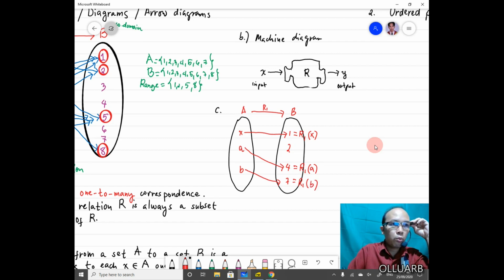So your R sub 1 here will vary if your notation here is another letter, like M or N or whatever notation. So do remember this scenario also. Our domain is X, A, B, our codomain is 1, 2, 4, 7, but our range is 1, 4, 7 only.